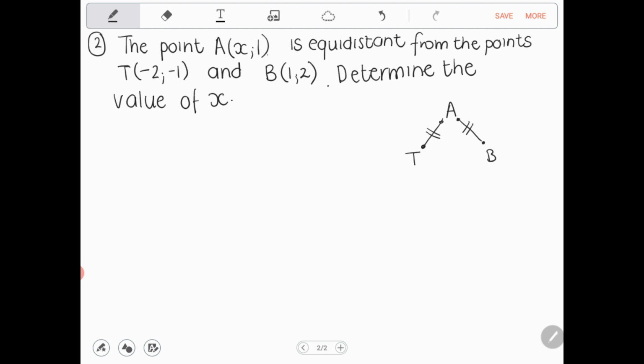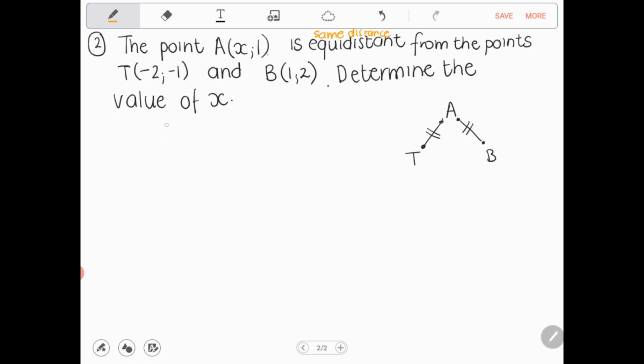The point A, (x, 1), is equidistant from the points T and B. Find the value of x. Okay, equidistant just means they are the same length. Same distance, same length. Okay, and in this little diagram on the side here, I've shown you that AT and AB are the same length there. All right, so what do I know?